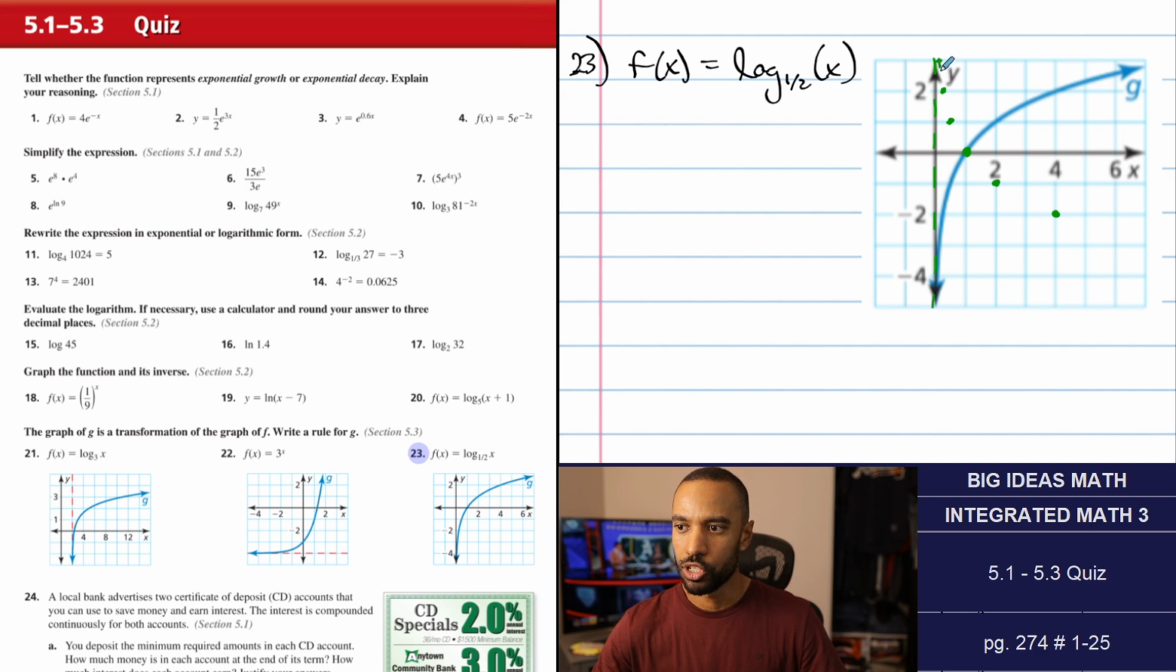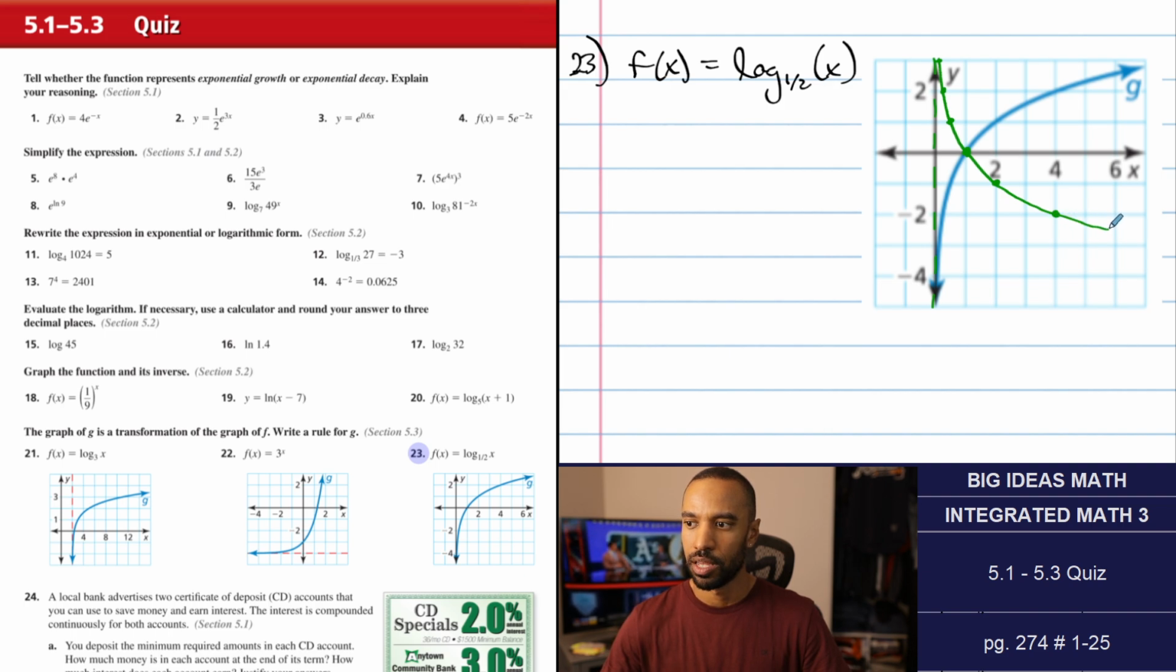So what is changing here? Well, you could say, hey, we changed the base of 1/2 to a 2. No, it's supposed to be the same base. What we're doing is something else here.